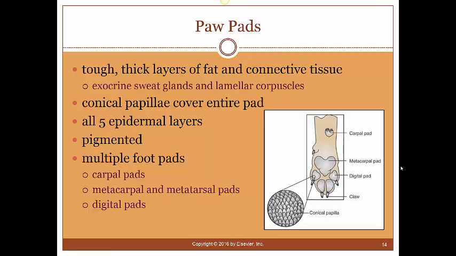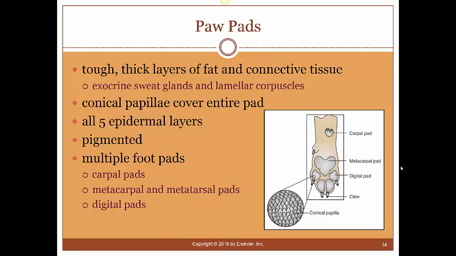Paw pads, these are a much thicker layer on the bottom of dog and cat feet. Also, other carnivores and omnivores like bears will have paw pads too. Very thick, tough layers. They have a fat pad underneath them, a lot of connective tissue in there. They actually have exocrine sweat glands, just like we have on our skin, so this is where we get a lot of the more moist sweat and temperature regulation in dogs and cats. And then they have these little areas called lamellar corpuscles in there too, that will be down in the foot.